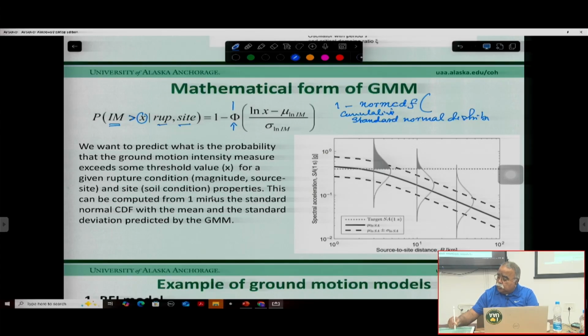So what we do, we take the logarithm of that exceedance, how much exceedance you are talking about, so ln x, minus this is your average mean value. That means from the average value, how much is the exceedance that you calculate, divided by the standard deviation. Okay, so basically we will assume that this will follow a normal distribution with your mean equal to mu of ln im. So this is your normal distribution.